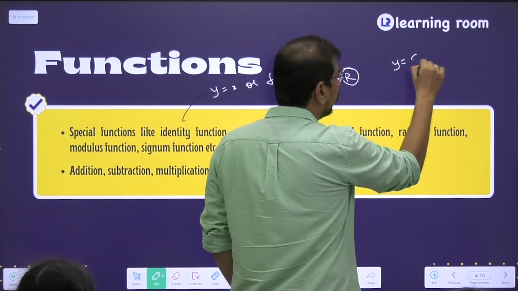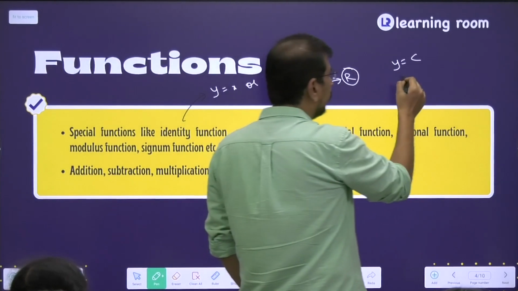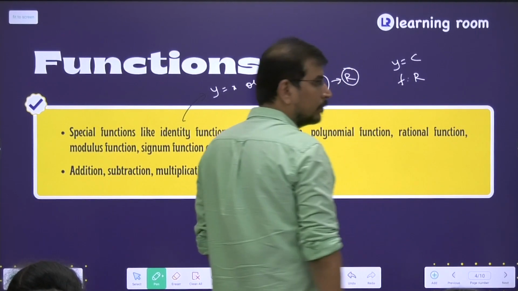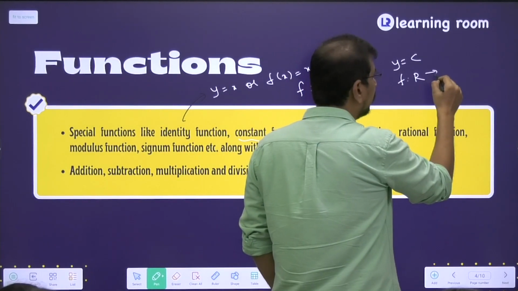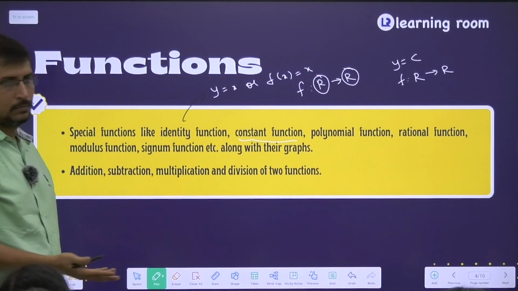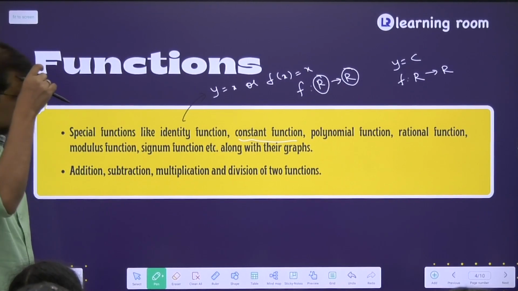Y is equal to, you'll write it as some c or some k, whatever it is. So where is the function defined from? It can be from any real number to any real number, because we don't know what that constant value is. The constant value can be any real number. Are you able to understand?